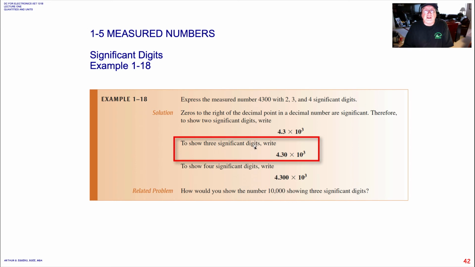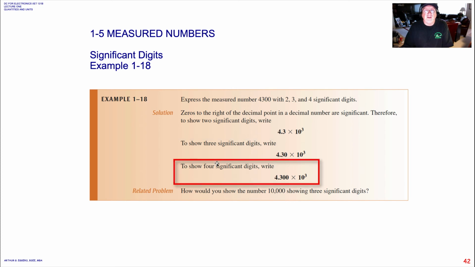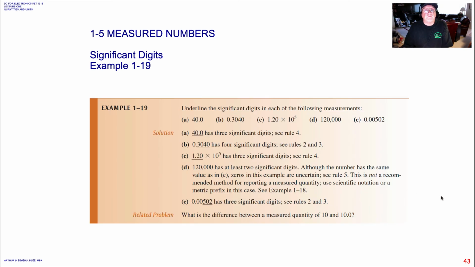To show 3 significant digits, we write 4.30 times 10 to the third. And to show 4 significant digits, we then write 4.300 times 10 to the third. In this example, they want us to underline the significant digits in each of the following measurements. So you're just going to do this by inspection.